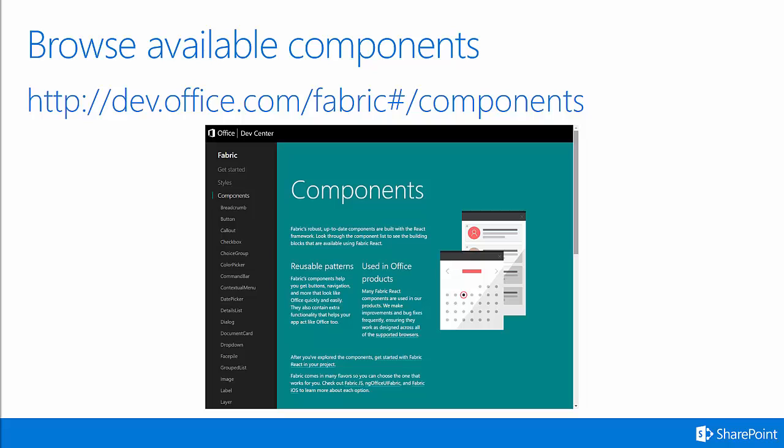You can browse all of the available React components by going to dev.office.com/fabric/components. This is what that website looks like. It allows you to click on each one, learn about them, see the code that you use to implement it, and actually take a tour of it inside of the web page so you can see if it's going to fit your needs.